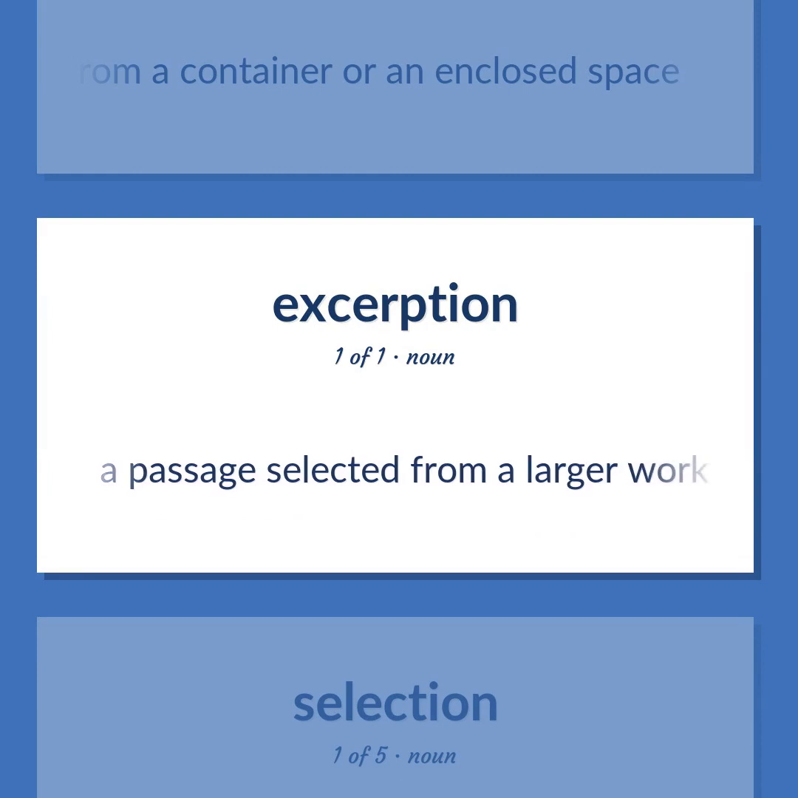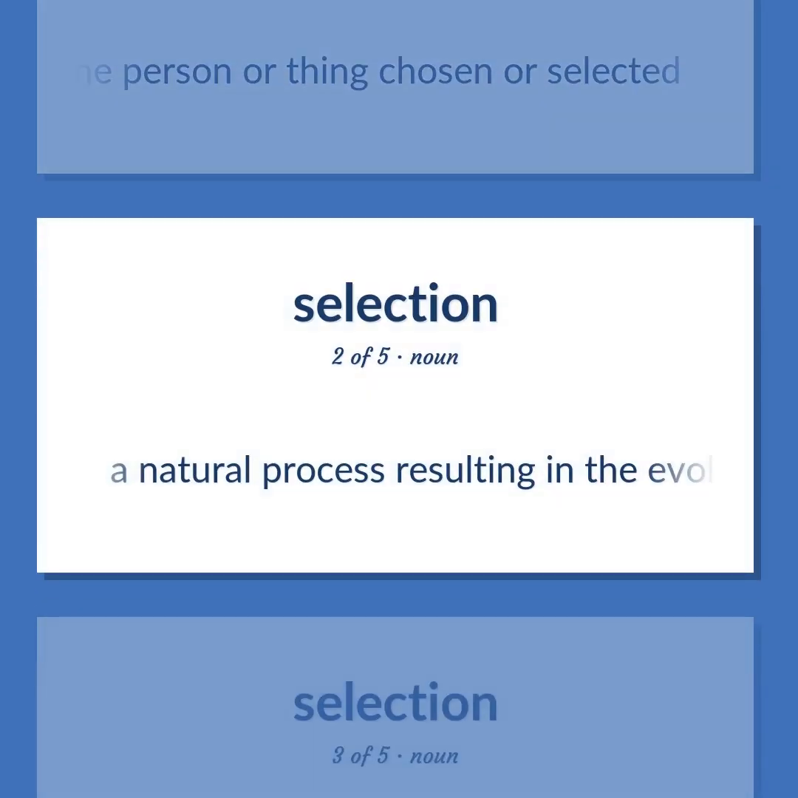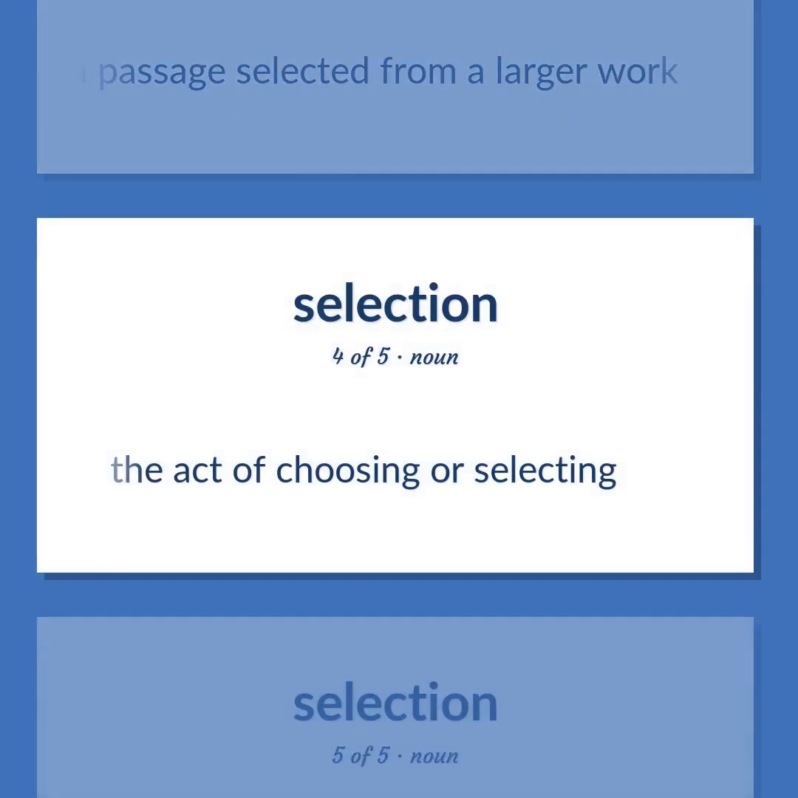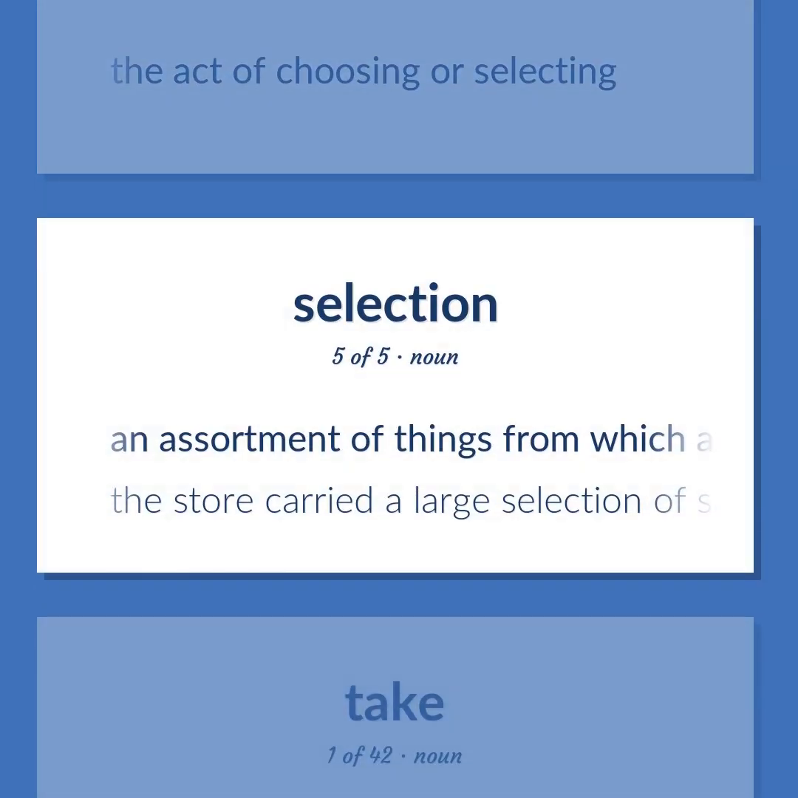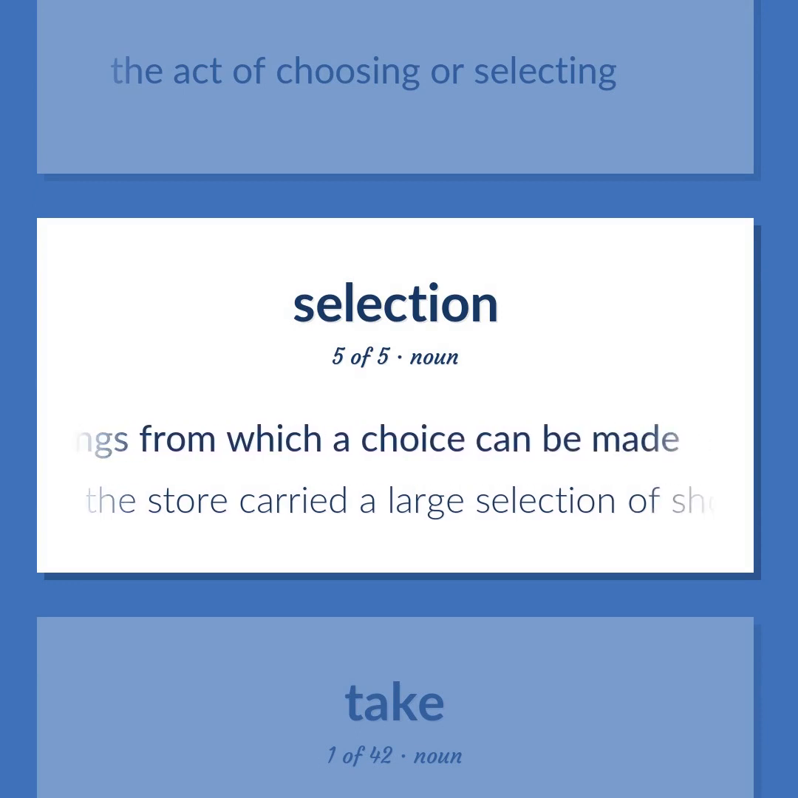A passage selected from a larger work. The person or thing chosen or selected. A natural process resulting in the evolution of organisms best adapted to the environment. A passage selected from a larger work. The act of choosing or selecting. An assortment of things from which a choice can be made. The store carried a large selection of shoes.